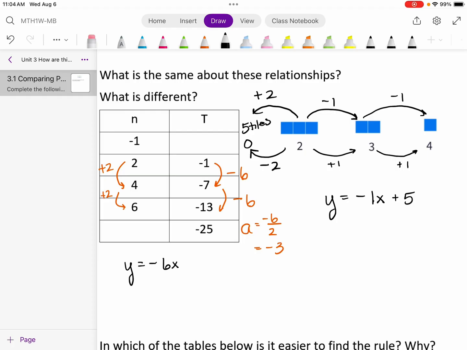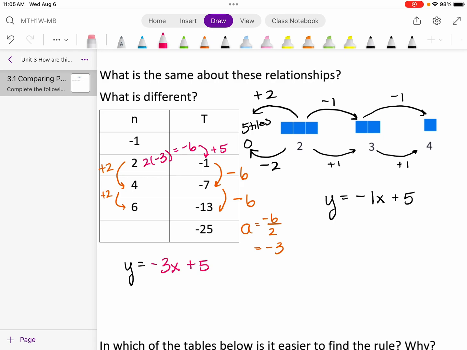So my rate of change in this case, y equals negative 6x. And now I'm going to test and see if I can figure out what my constant is. So negative 6 times 2 gives me negative 12. Well, I need some values a little bit bigger than negative 12. Oh, sorry, I wrote the wrong multiplier. Rate of change: negative 3x. So I've got 2 times negative 3, which gives me negative 6. And I have to add 5 to get to negative 1. So my constant in this case is plus 5.